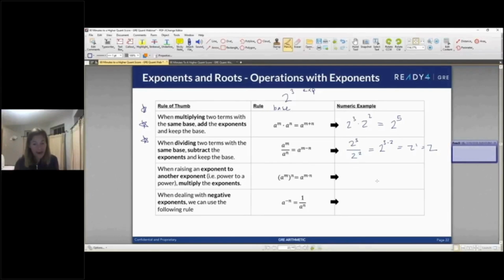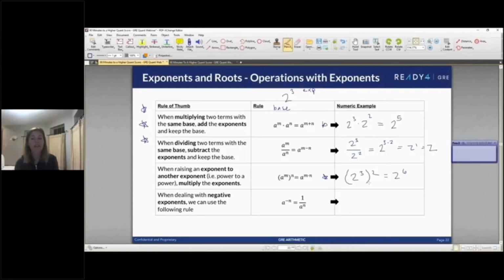You can also raise a number to another power. So let's say we had 2 to the 3rd to start with and we wanted to square it. We would multiply the exponents, and that would give us 2 to the 6th. I want to point out that this is different than this. You'll notice here we're taking 2 to the 3rd and multiplying it by 2 to the 2nd, and it gives us 2 to the 5th. Here we are taking 2 to the 3rd and we are squaring it, and it gives us 2 to the 6th. So these are different.